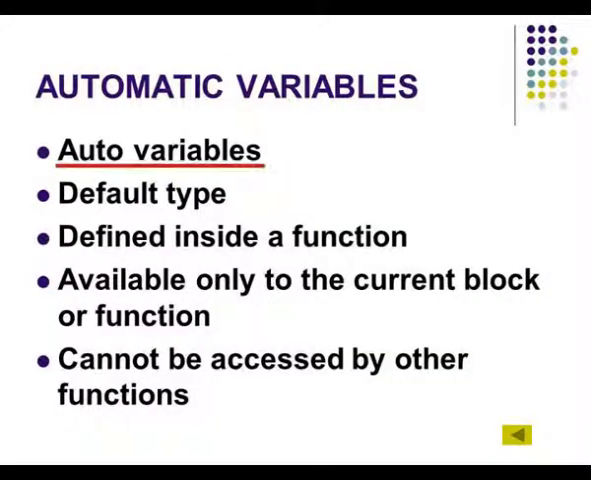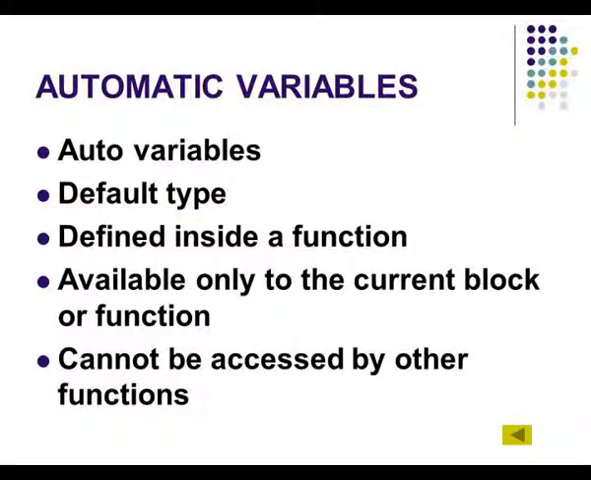These automatic variables are also called auto variables. They are the most commonly used variables in the program. They are the default type. If you simply give a data type and a variable name, it means it is an auto variable. It is defined inside a function. They are not defined outside functions. So, automatic variables are mostly local variables only.